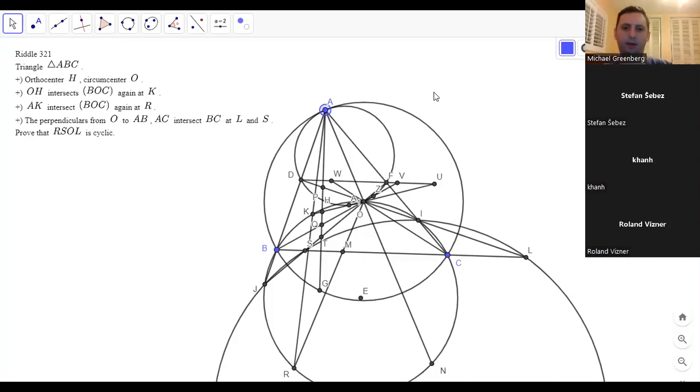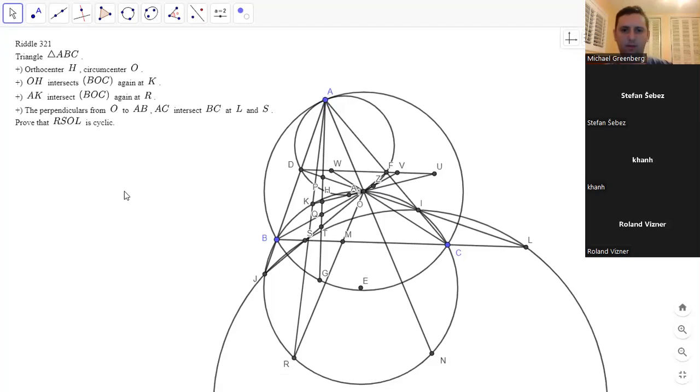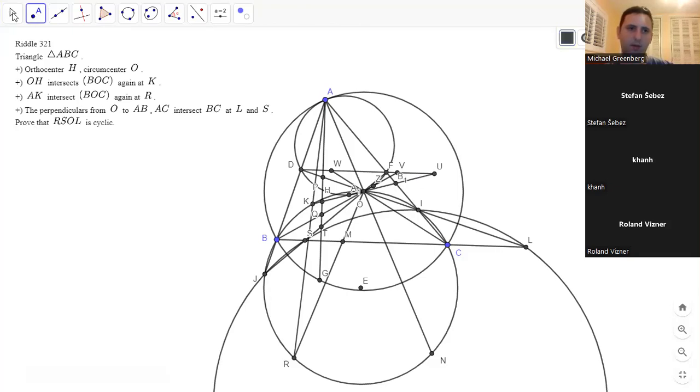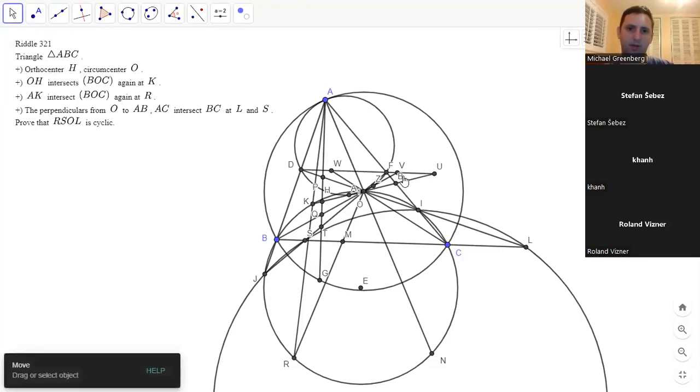So projecting onto AC, that is just the intersection of the Euler line and the side of the triangle, which is not good, but I don't think we can do much better than that. Okay.